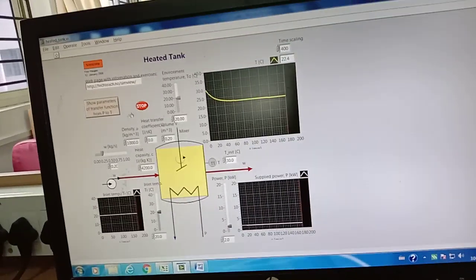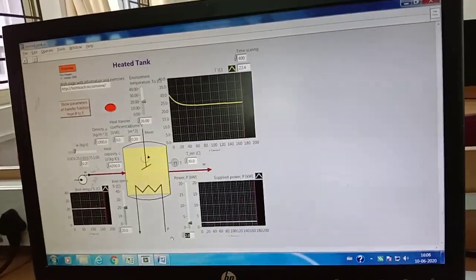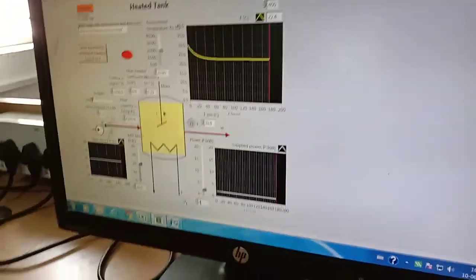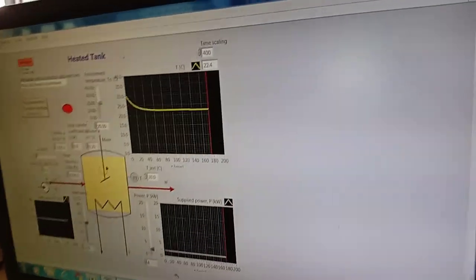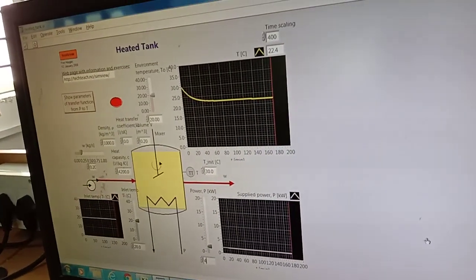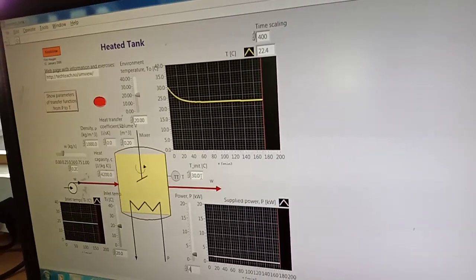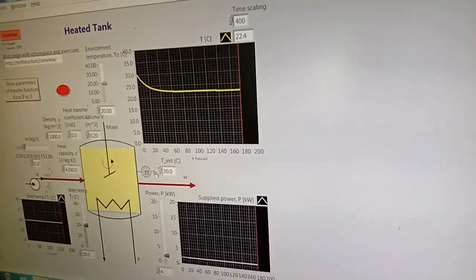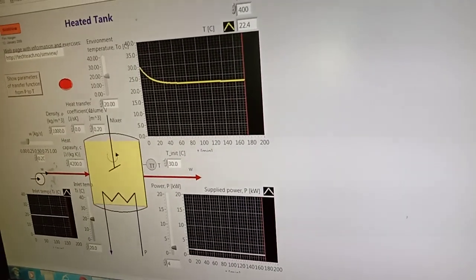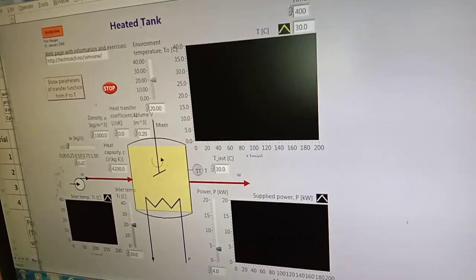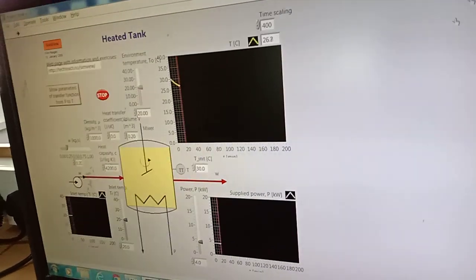Now if I am going to change my power output, that is the source, if I increase the power supply, that is if I increase my kilowatts for the same required output, my required temperature is 30 degrees Celsius only, but I have increased the power supply. So now I have to observe what happens. Again I am running this experiment. Now it is running.